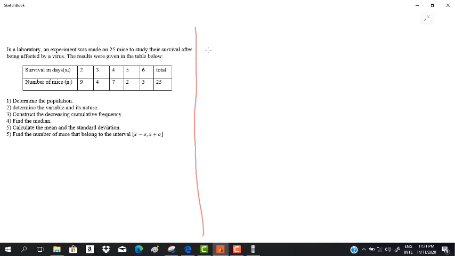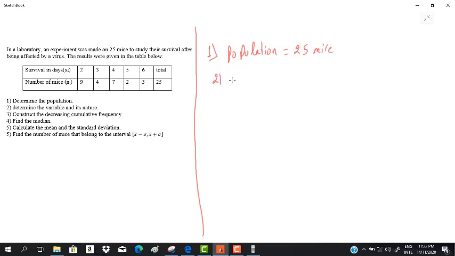Determine the population. Population is the set of objects or persons or animals, in this case, under study. On who we are conducting the study. Okay? We are conducting this study on 25 mice. So population is equal 25 mice.